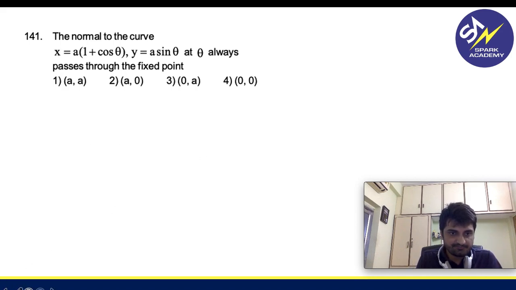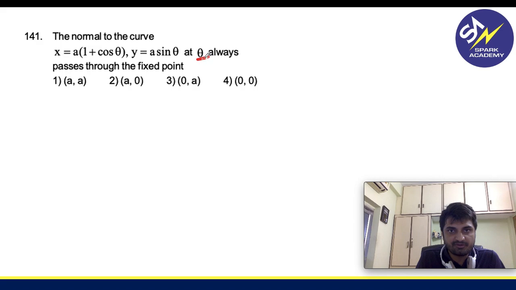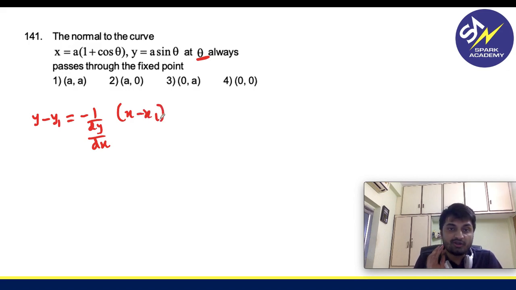Now look at this, guys. The normal to the curve at theta always passes through the points. So how do you find out normal to the curve? y minus y1 equals -1 by dy by dx into x minus x1. Now what all are given, guys? x1, y1 is given to us. Only thing we need to find out is dy by dx. They are saying it passes through the fixed point.